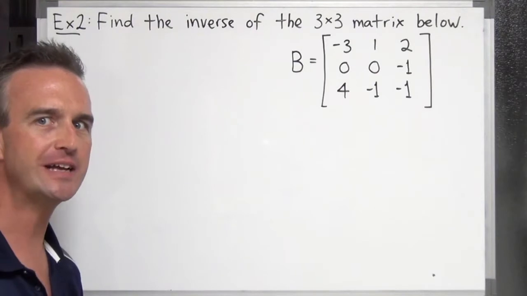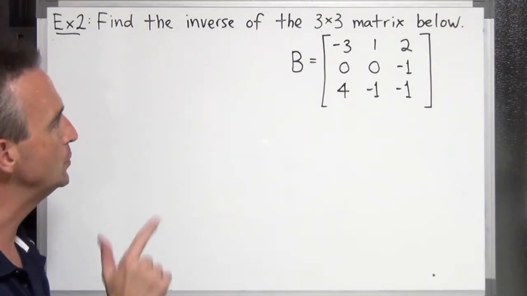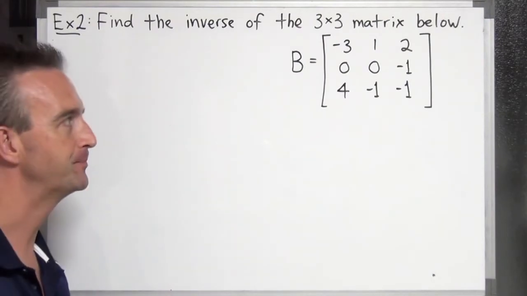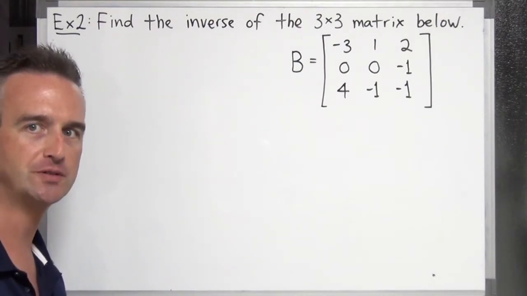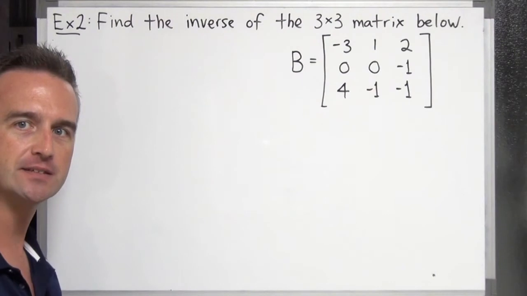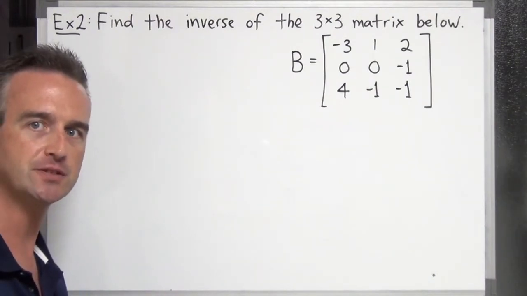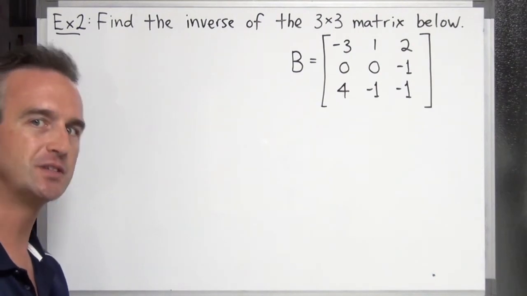I hope so, because it's now your turn. Please try example 2. Same deal. Can you find the inverse matrix of this matrix B here? Okay, you've got to use your Gauss-Jordan process again. Once you've got it, test it. Does the matrix B times the inverse that you found equal the identity matrix? And if you reverse the order, does it still work?